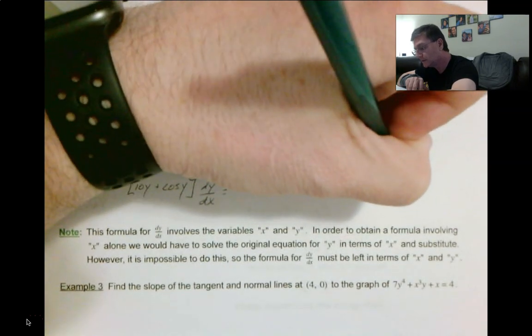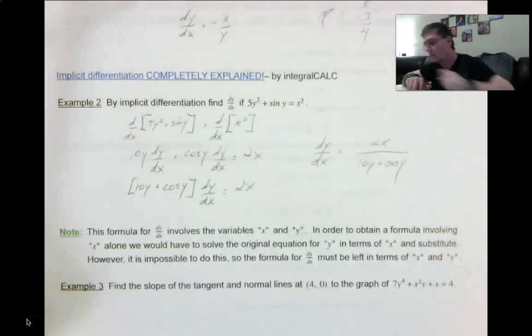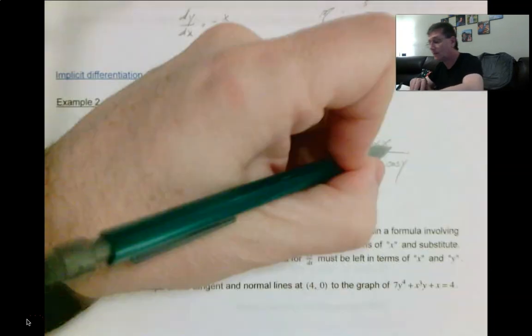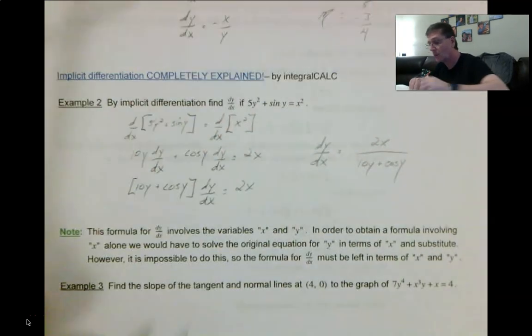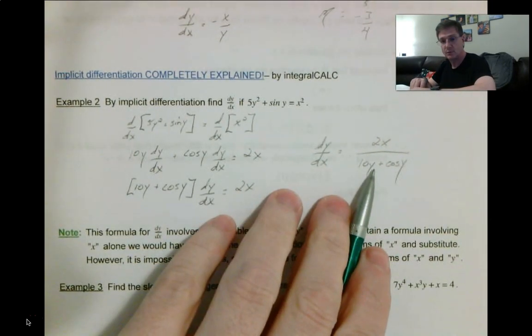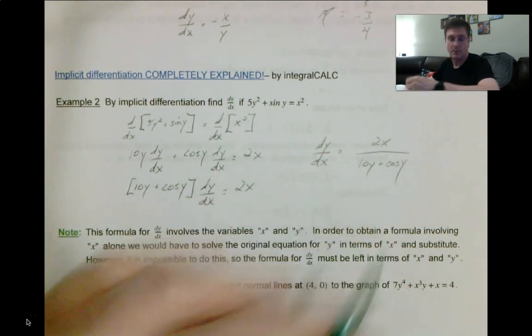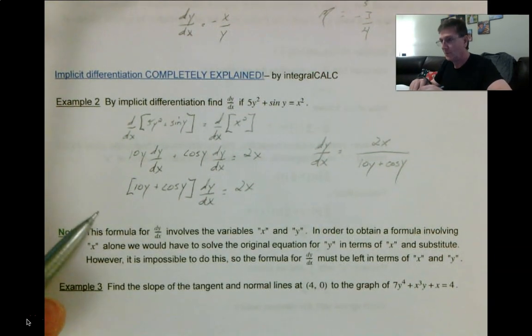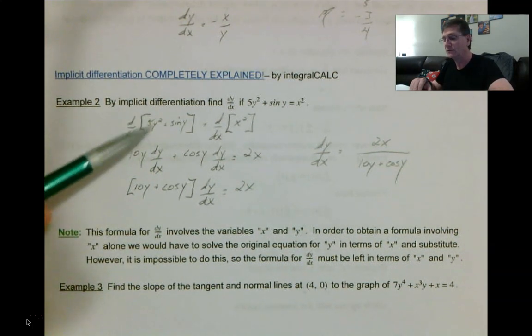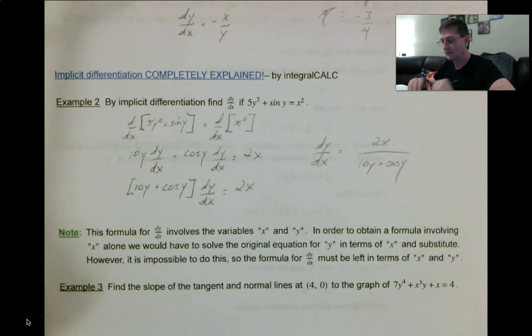Now, if I knew what y was, I could replace this y and this y with whatever it is that I knew. But that's the catch-22. If I knew what y was in the first place, I wouldn't have used implicit differentiation. I would have just done the derivative directly. Okay, and that's what this note says here.